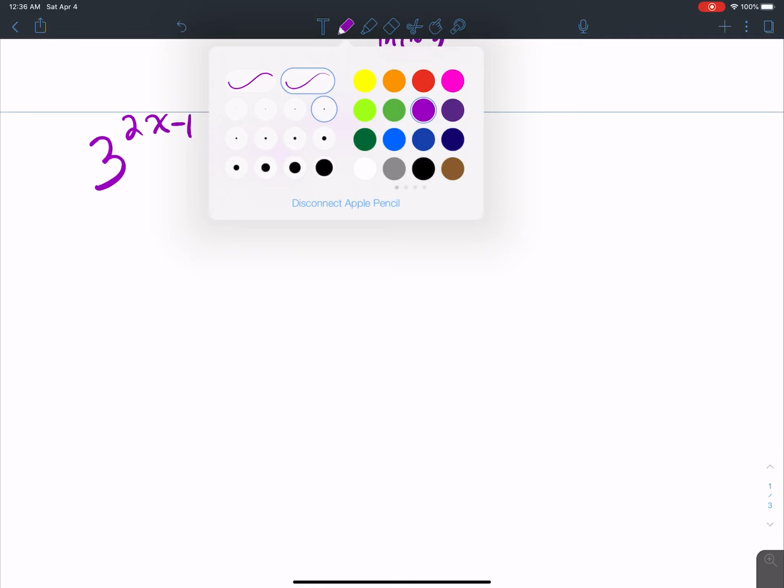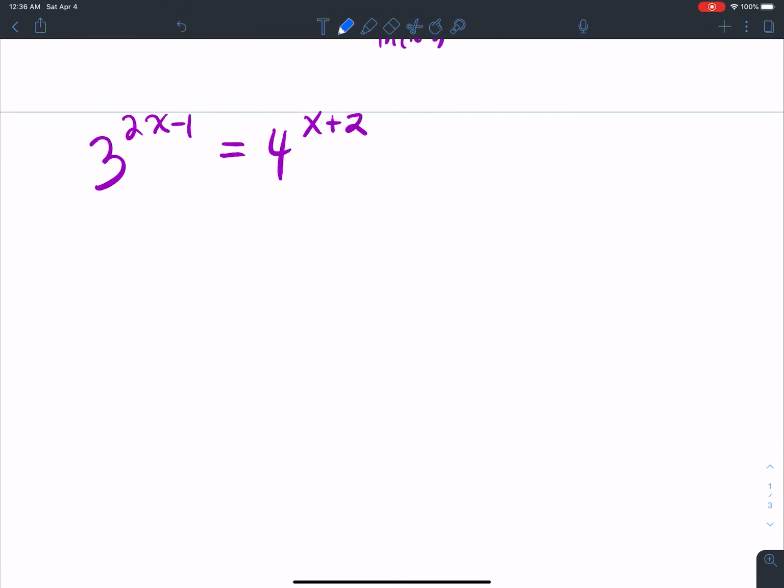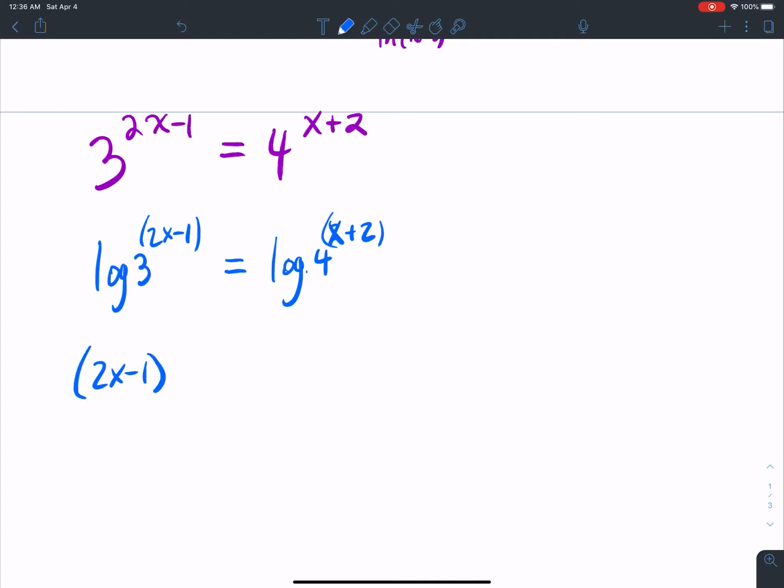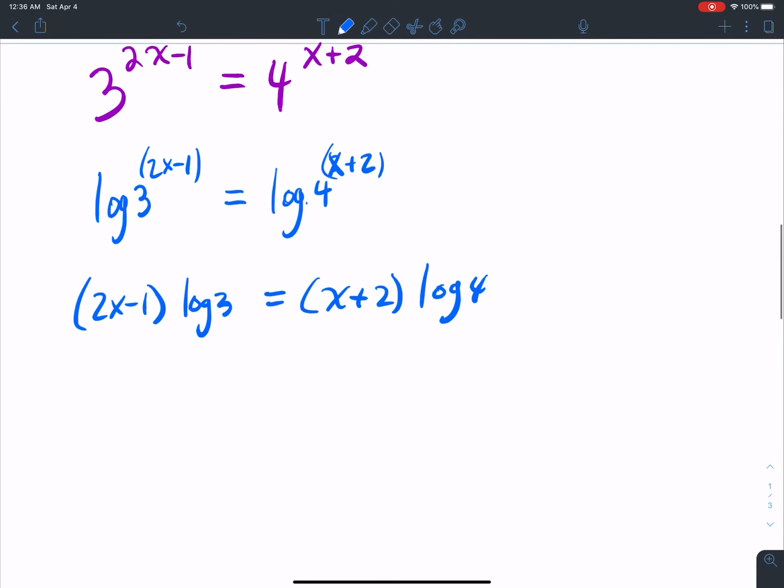Now, let's just run with our log game, okay? So when I log it, I get log 3 to the 2x minus 1 equals log 4 to the x plus 2, right? So same thing happens here. The 2x minus 1 comes out front, and I have the log 3. And then the x plus 2, and I have the log 4. But this is where it gets different, okay?